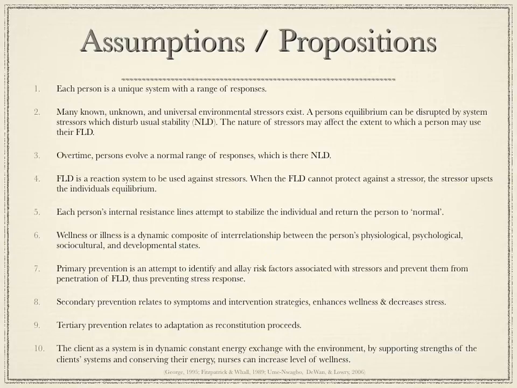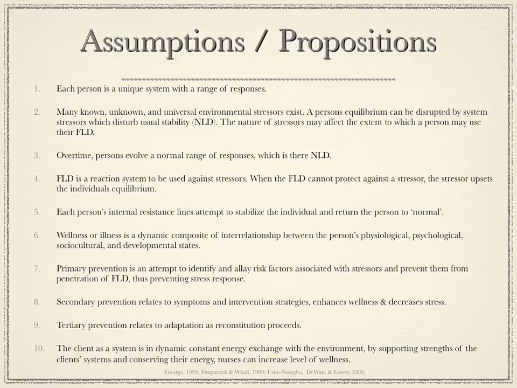The nature of stressors may affect the extent to which a person may use their FLD. Over time, persons evolve a normal range of responses, which is the NLD. FLD is a reaction system to be used against stressors. When the FLD cannot protect against a stressor, the stressor upsets the individual's equilibrium. Each individual's internal resistance lines attempt to stabilize the individual and return the person to their baseline normal.